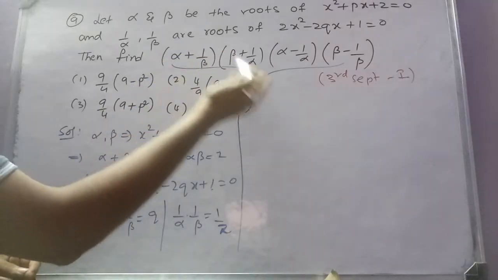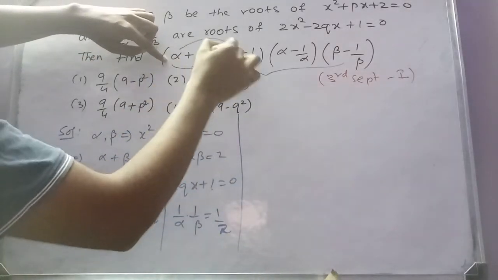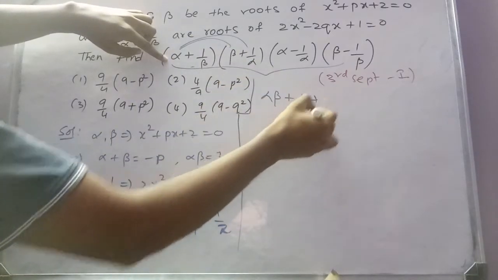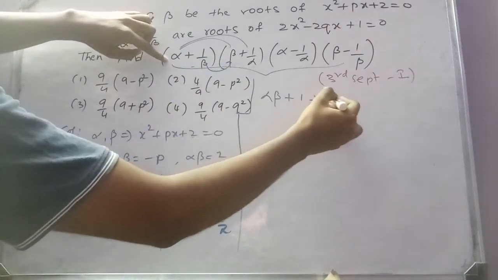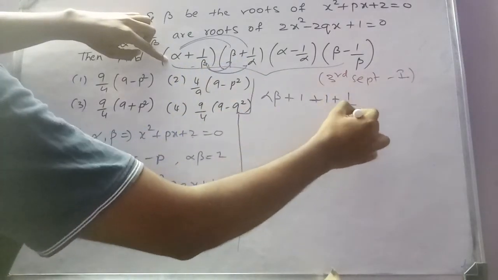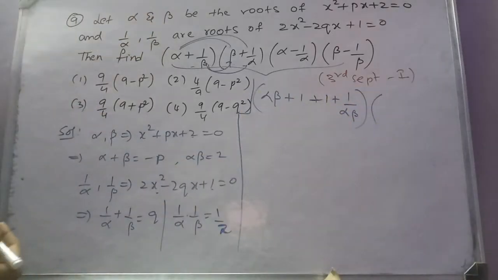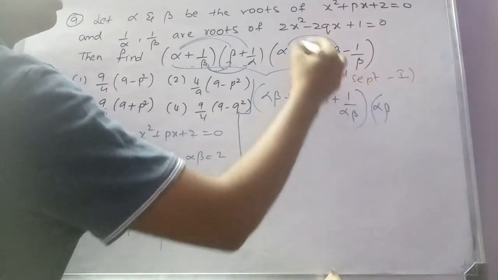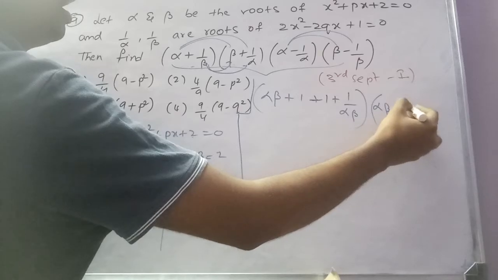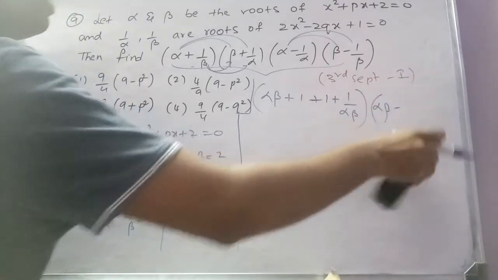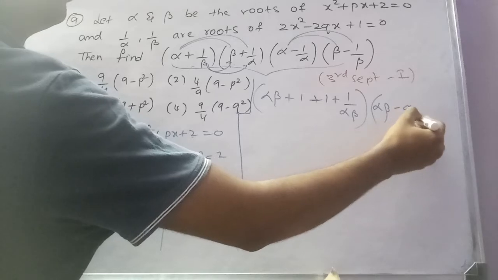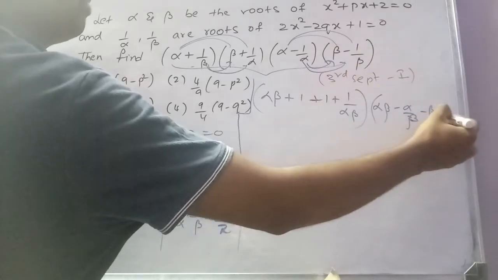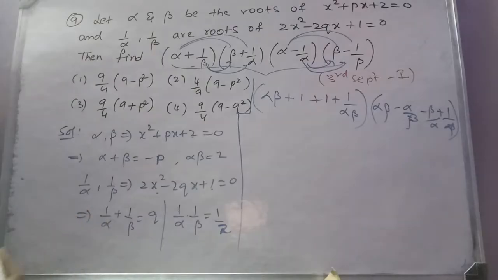Let me expand it. Why should I write it again? So multiply these two. What do you get? Alpha beta plus alpha into 1 by alpha is 1. Next, 1 by beta into beta is 1. Plus 1 by beta into 1 by alpha is 1 by alpha beta. Into, similarly, if I multiply these two, what do you get? Alpha beta minus 1 by minus alpha by beta. So okay? It is minus alpha by beta. And then if I multiply these two, you will get minus beta by alpha, and then multiply these two, you will get plus 1 by alpha beta. Plus 1 by alpha beta.